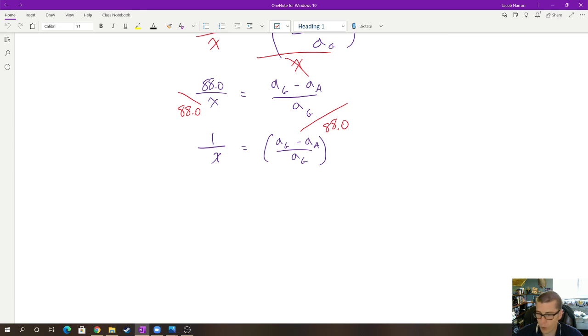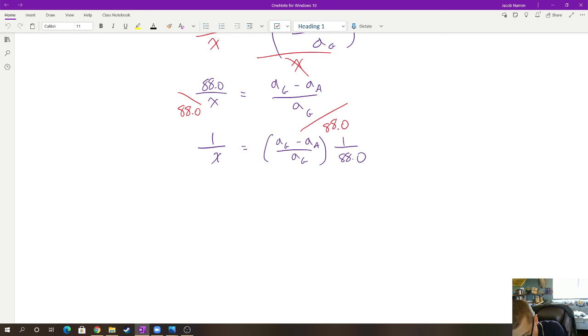There we go. Where's my 1 over 88? We're almost there, guys. We are almost there, and we'll be done with this hateful problem. 1 over 88.0. There we go. And by the way, this is meters. I dropped units a little bit back, but we know it's meters.